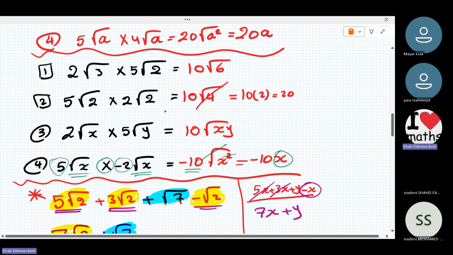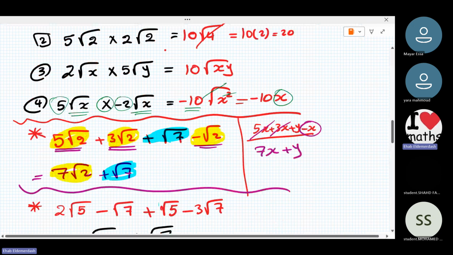After that, we went to add the like terms. We deal with the roots as if they were X or Y, because they have a specific value. So I have 5 root 2 with 3 root 2 plus root 7 minus root 2. I have to look into the like terms only and collect them together.